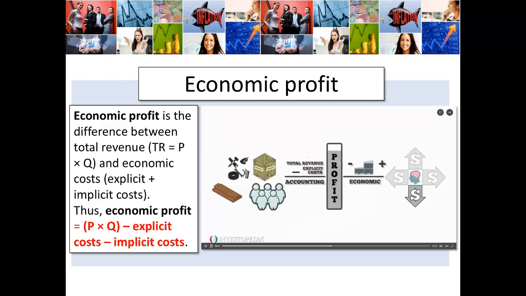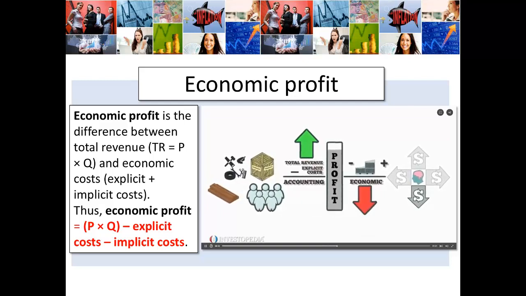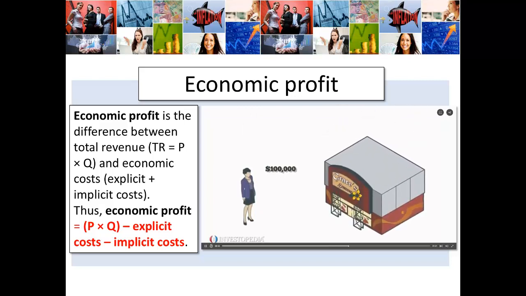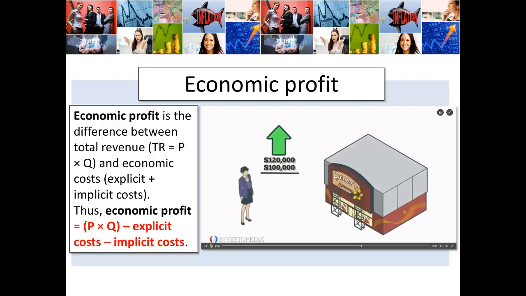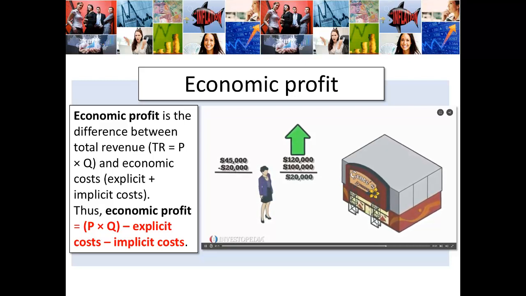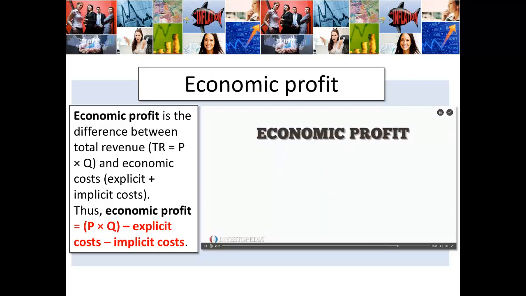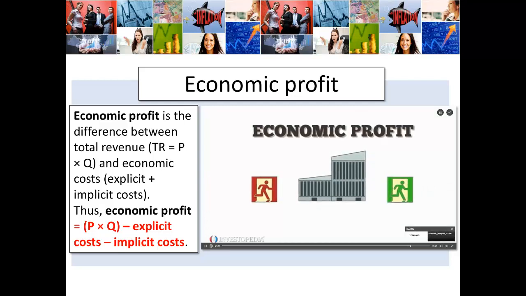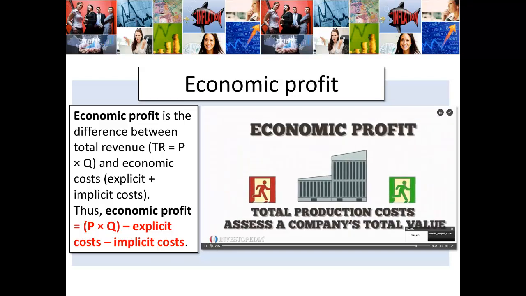A firm can have a large accounting profit, but no economic profit. For example, an investor starts her own business with $100,000 and earns $120,000 in profits during the first year. Her accounting profit is $20,000, but that same year she could have earned an income of $45,000 working as an employee for ABC Corporation. The investor's economic profit for the year is actually a loss of $25,000. Economic profit often determines whether a firm should enter or exit a market. It's used to calculate total production costs and to assess a company's total value.